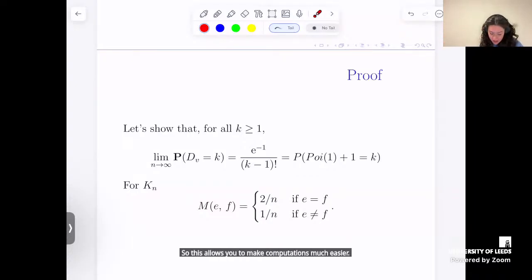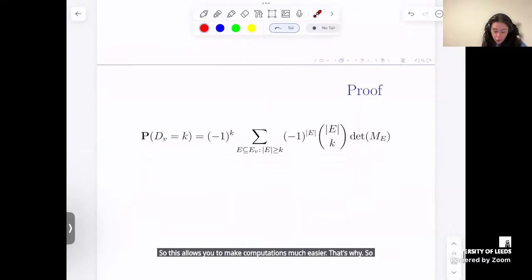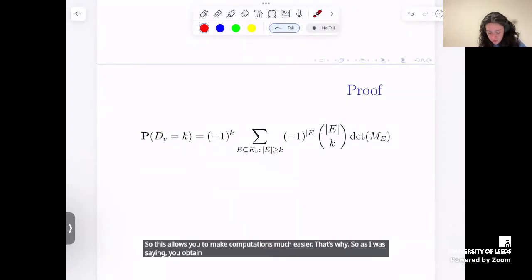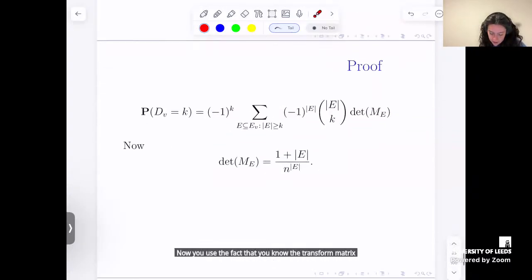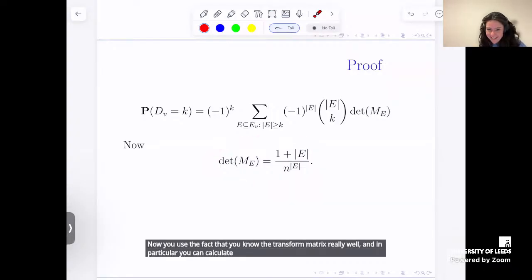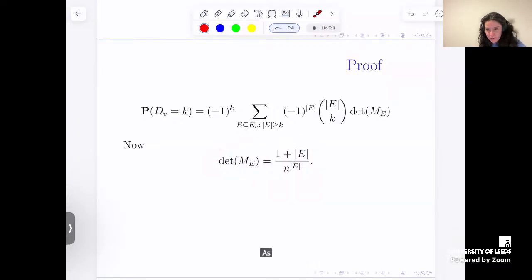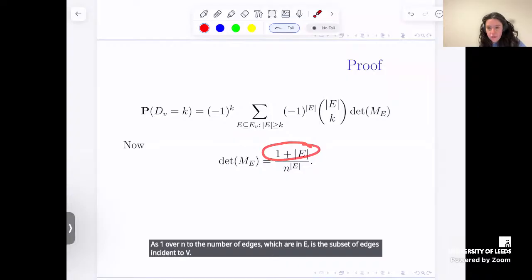That's why. So as I was saying, you use the formula that was proven by Alan via fermionic or Grassmannian calculus. That's what I was presenting to you before. Now you use the fact that you know the transfer matrix really well, and in particular, you can calculate its determinant as 1 over n to the number of edges in E, where E is the subset of edges incident to v, and then there is a factor 1 plus the cardinality of E.